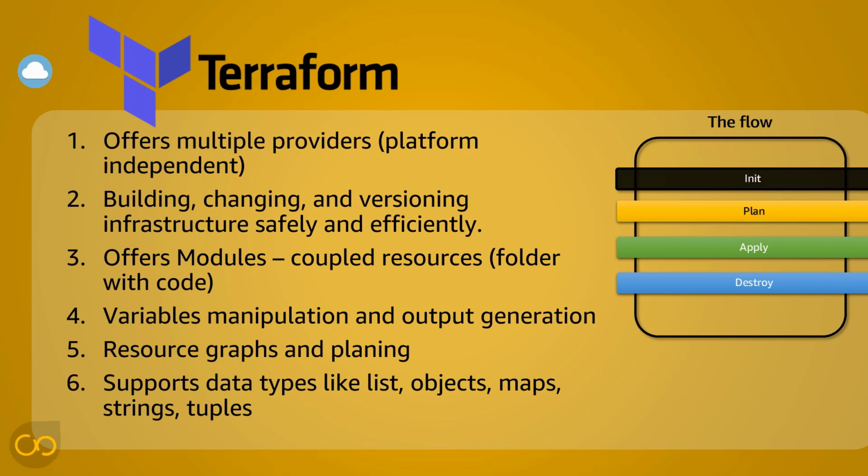Then some variables manipulation: you have different modules, and they can exchange data between each other via variables and outputs. You can also use resource graph and planning, and it supports variable data types like lists, objects, maps, strings, and tuples. And the basic flow is init, plan, apply, and destroy.